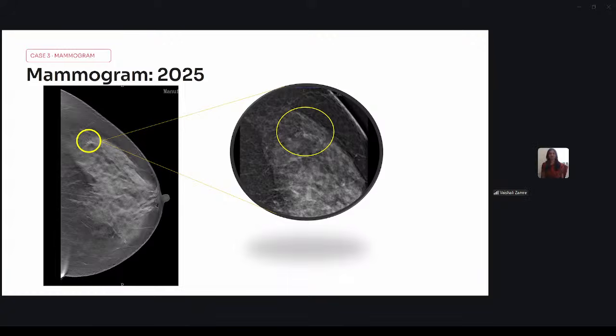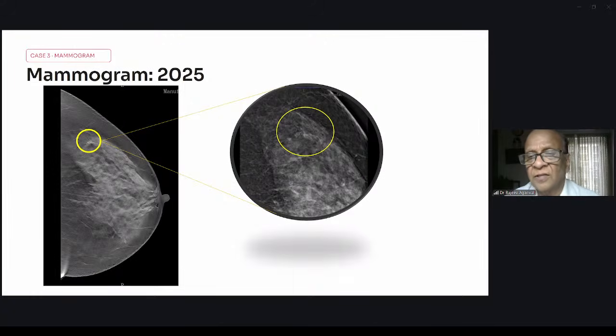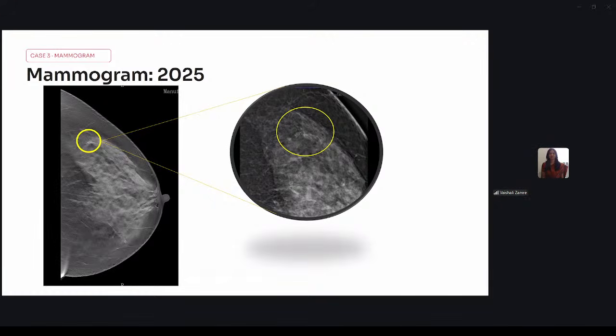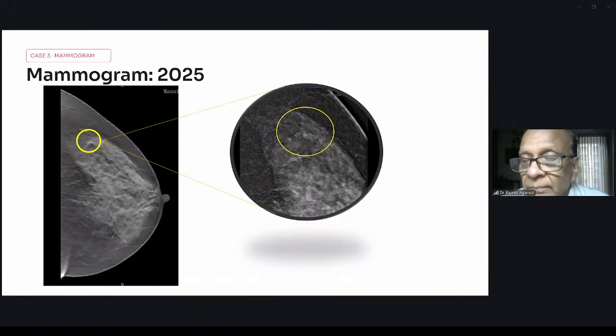Yes. Just one sentence: since we are not discussing management today, but since the question has been raised, we did a wide excision, margins were free, and now the patient is in follow-up for more than 1 year. We have just done a recent follow-up mammogram after 1 year, and everything is okay. What was the histopathology on the excision? Same DCIS.